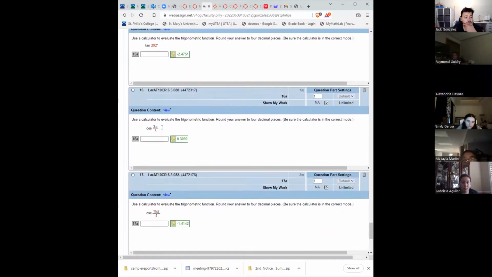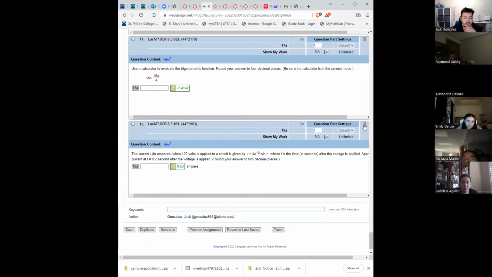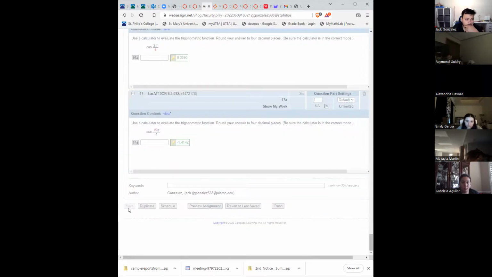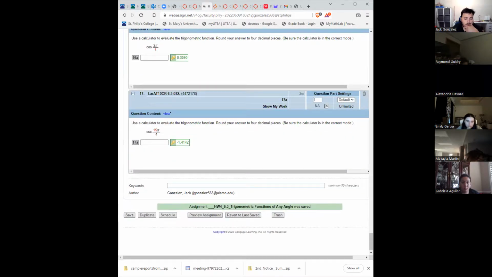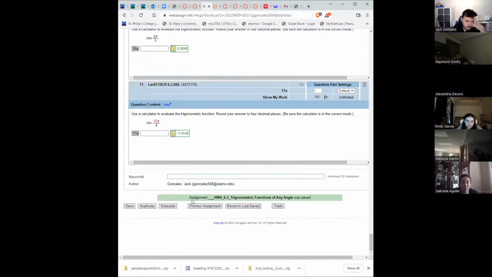All these are just calculator problems, so they shouldn't be too bad at all. This last one, I'll just delete that. It's just a weird word problem. But yeah, that's pretty much it for 6.3.